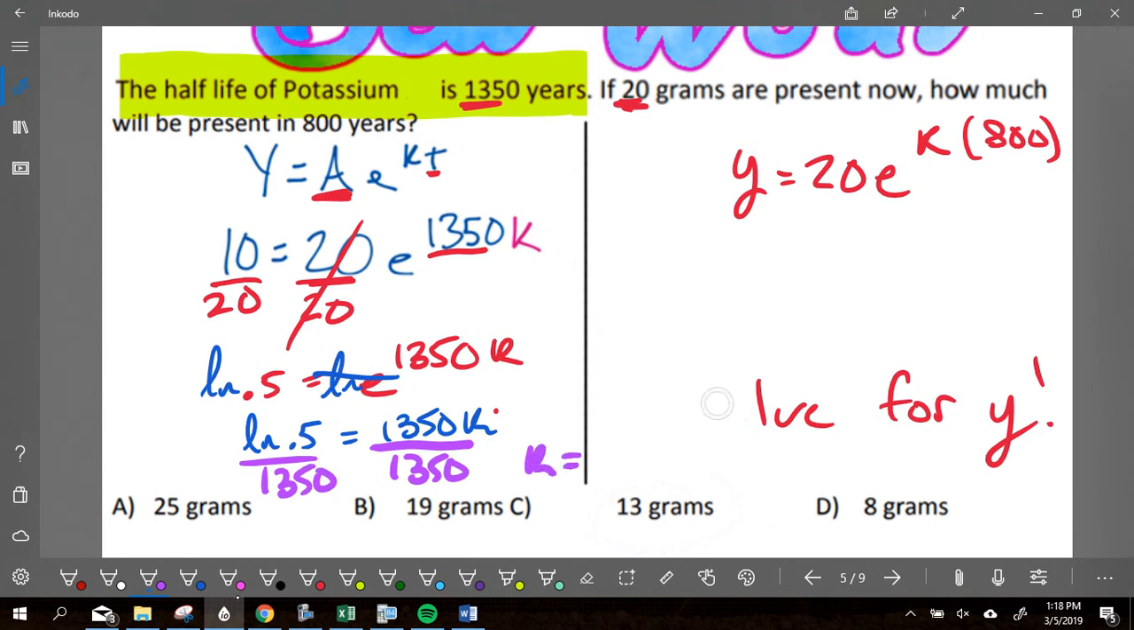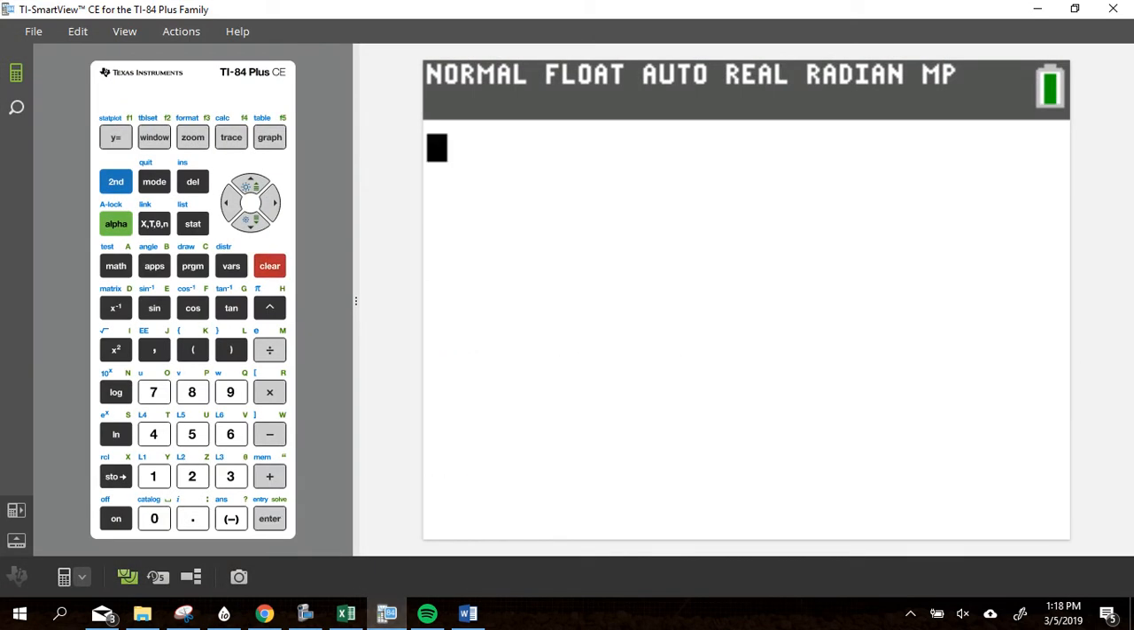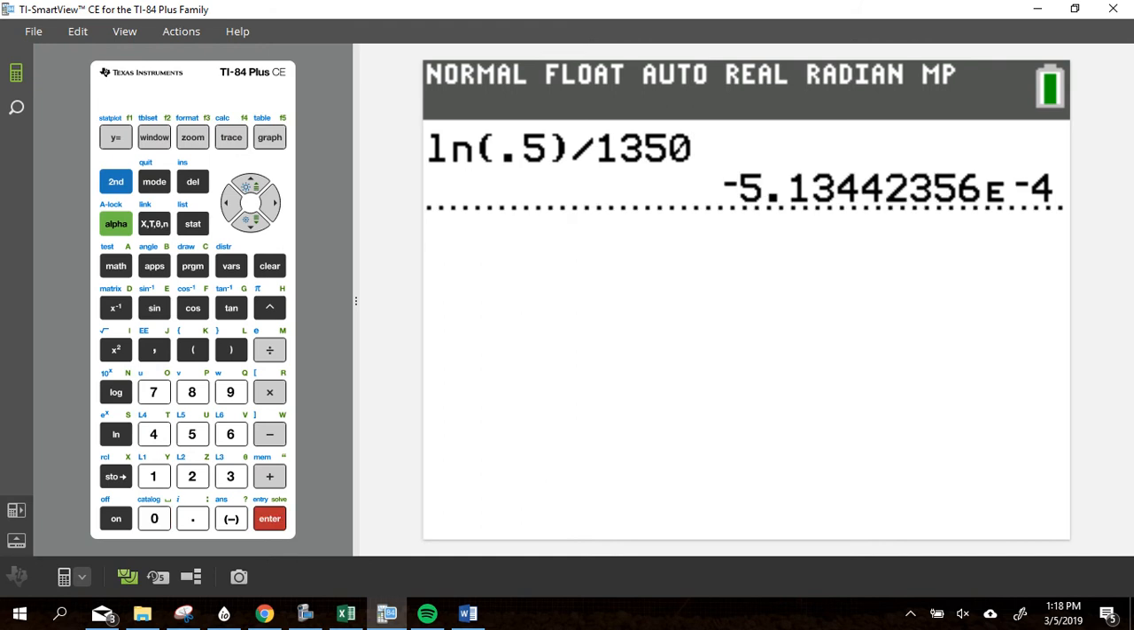And so in my calculator, I'm going to figure out what that value is. The really important part of this question is not to round numbers in the middle of this problem. And so I'm going to type in the natural log of 0.5, close my parentheses, divide by 1350, and I get this decimal right here, negative 5.13442. All right? Don't let it scare you that it says e to the negative fourth. Remember that e to the negative fourth is just scientific notation. The negative 4 is telling you to move the decimal to the left 4 spots. It's this number right here.